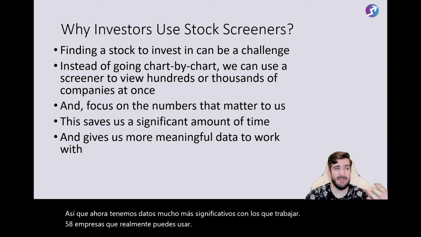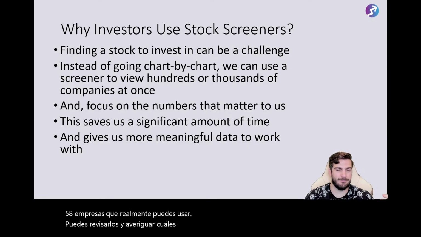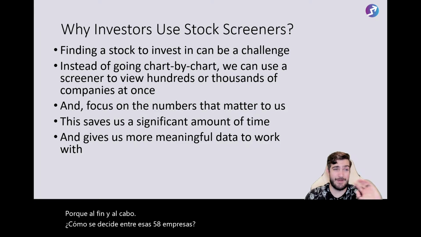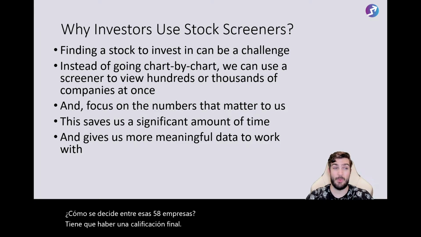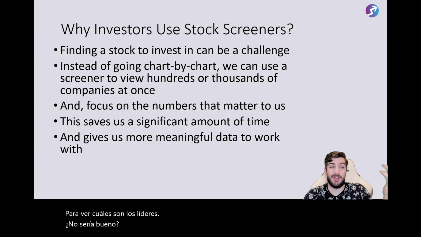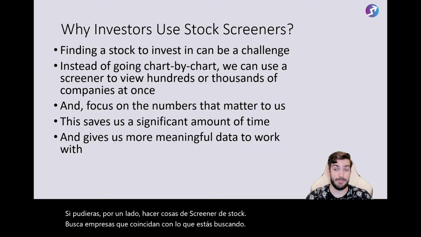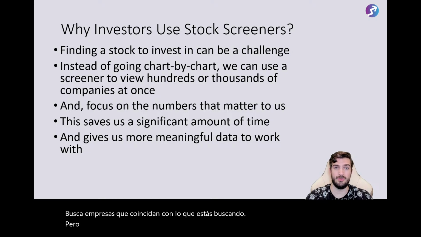You can go through them and figure out which ones you want to buy, but it's still hard. Because at the end of the day, how do you decide between those 58 companies? There needs to be a final grade, a way of comparing many different companies together. See which ones are the leaders. Wouldn't that be nice? You could, for one, do stock screener stuff. Look for companies that match what you're looking for. But you also had the ability to do a comparison between all of those companies.